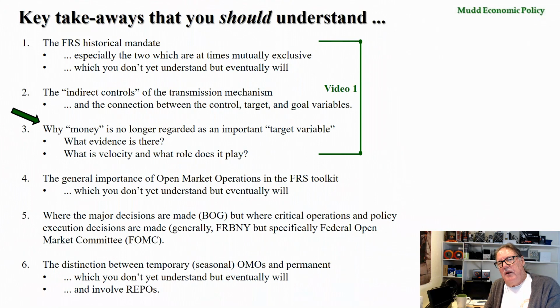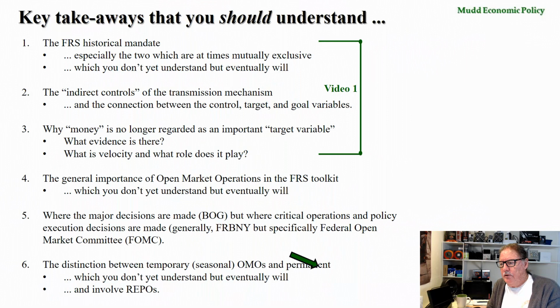I want you to try to remember what evidence we saw that that's true, and I want you to try to remember the role played by velocity. I'm not going to ask you anything deep about that, but I am likely to ask you something about that because we need to ultimately dismiss the control of the money supply as a valid target variable because it has no connection to any of the meaningful goal variables.